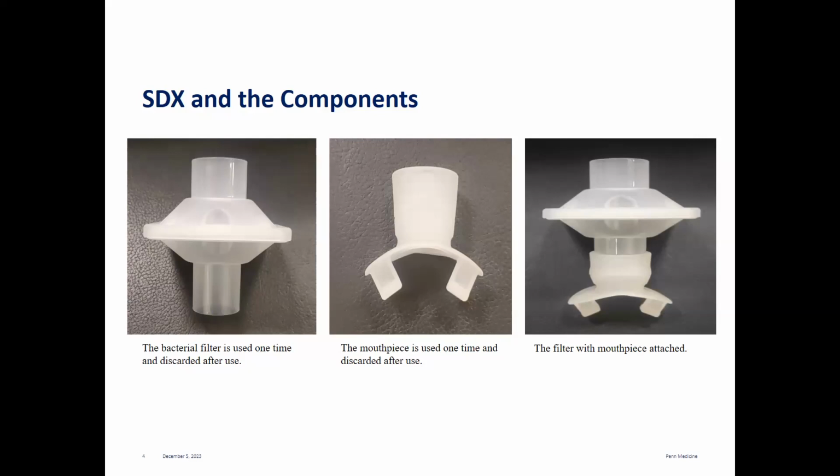The second picture shows what the mouthpiece looks like. When the patient has it in their mouth, their lips will be tightly sealed around it. The patient's teeth can slightly rest on the squares. They don't have to bite down on them. The mouthpiece is used, of course, one time and discarded after use. The third picture is what the bacterial filter and the mouthpiece look like when they are connected.